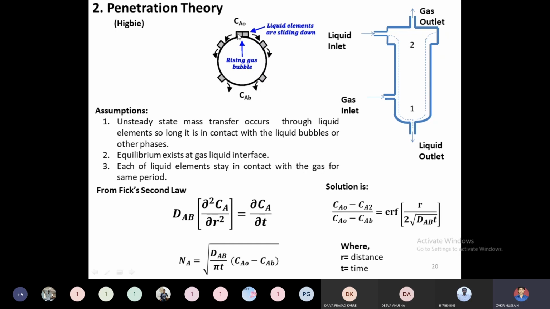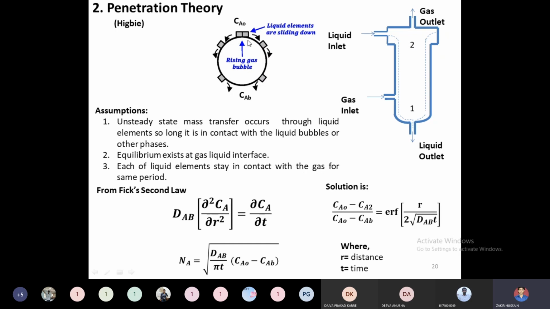Nothing but grain type of packets, small packets will form. They will surround the gas bubble. So from these packets only, the mass transfer into the gas bubble will take place, he is suggesting. Now he is suggesting that equilibrium will exist between the gas and liquid layer.